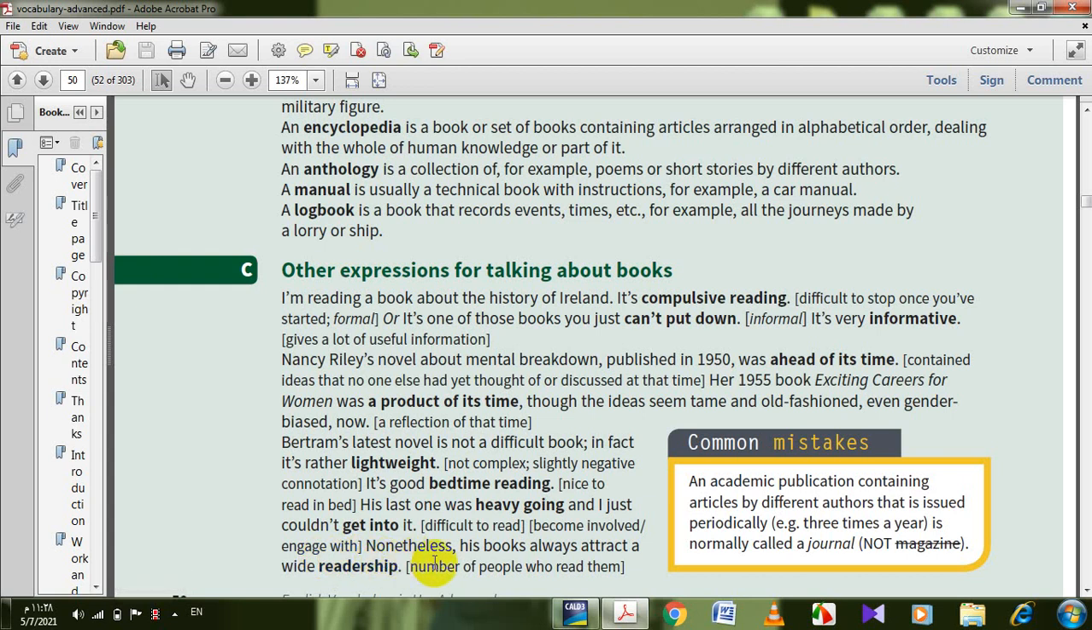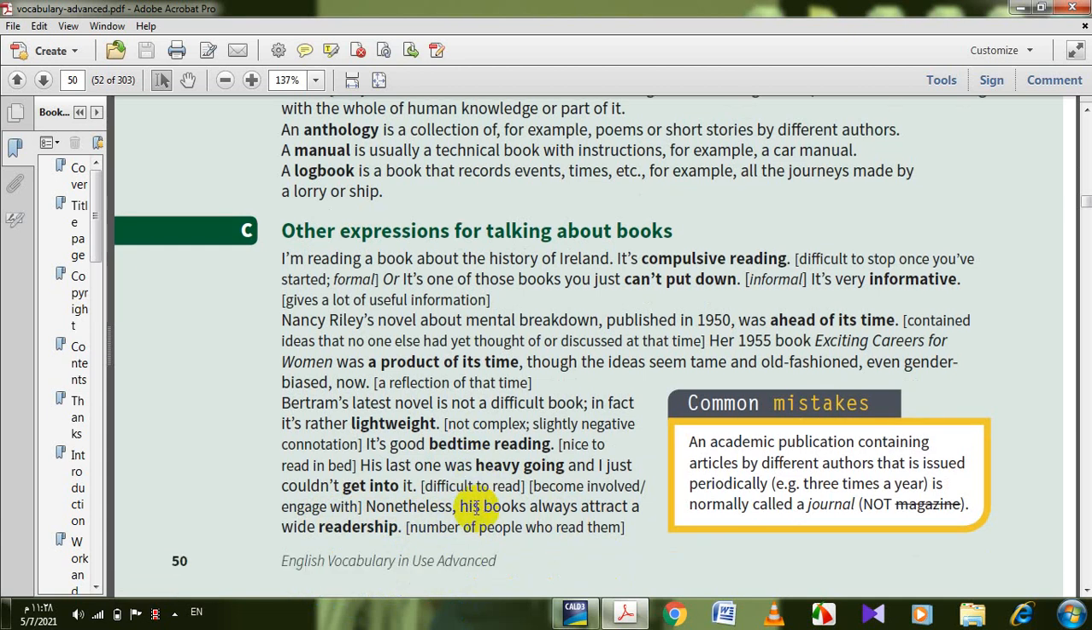Nonetheless, his books always attract a wide readership. A wide readership. Readership means the number of people who read these books.